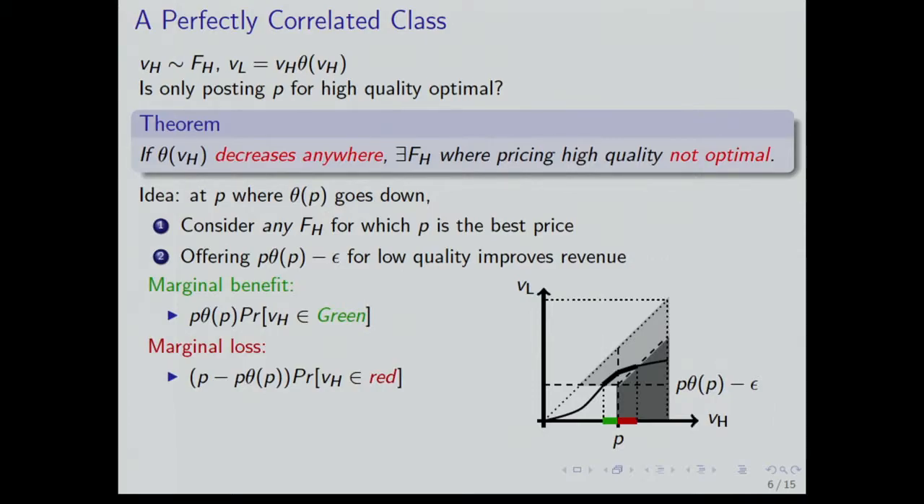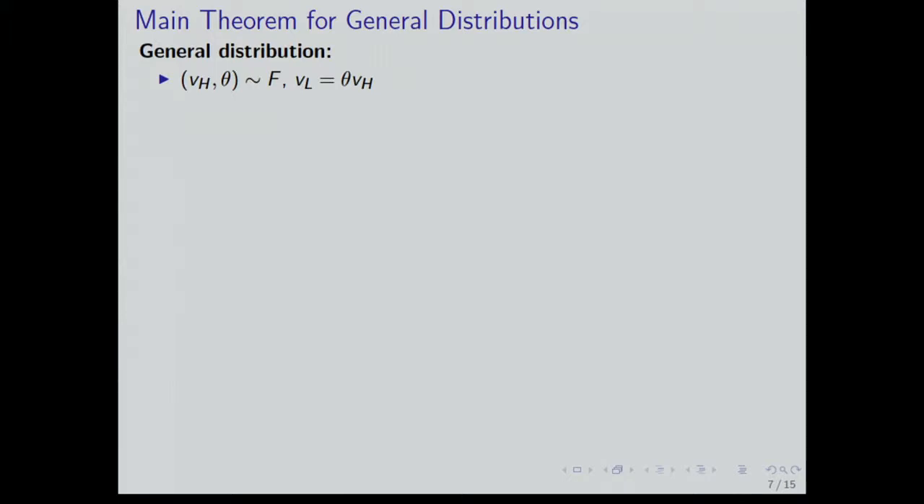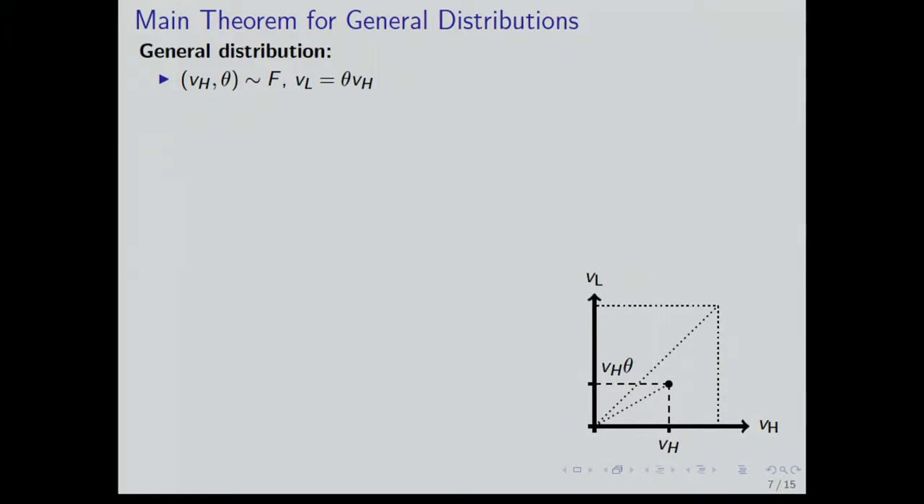Good. So next I'm going to show my main theorem, which is what are the conditions that do imply posting a price for high quality is optimal, and I'm going to straightforwardly define it for the general class and not only for the perfectly correlated class. All right, so how do I present the general instance? I just need a joint distribution on value for high quality and a discount factor. And these two will define indirectly the value for low quality as the discount factor times the value for high quality. And the main theorem is, so this is the picture again.